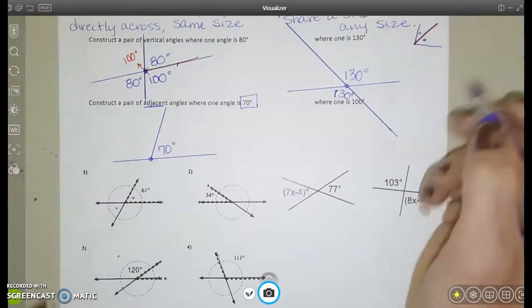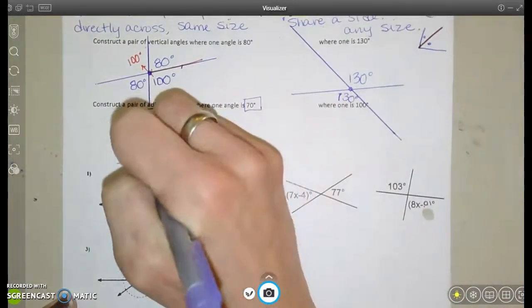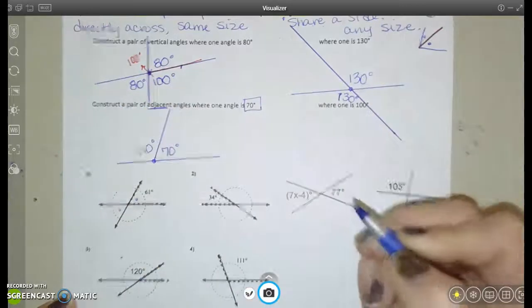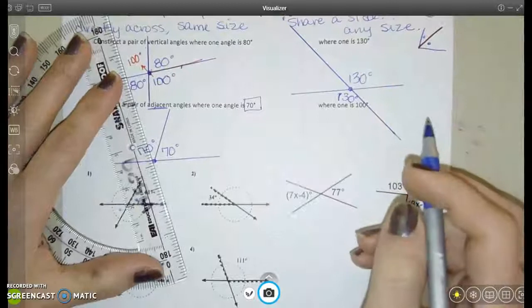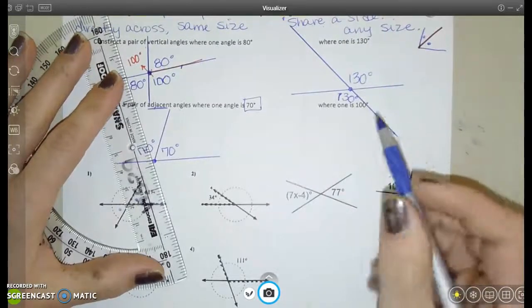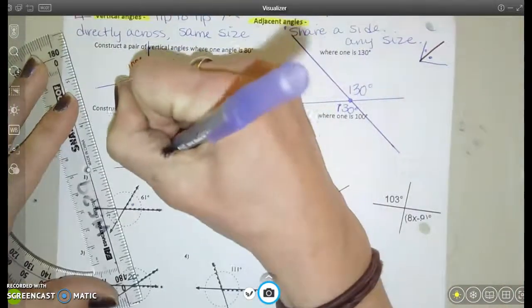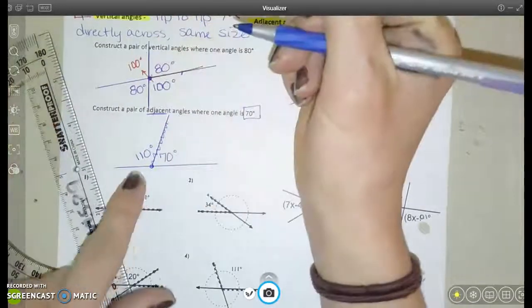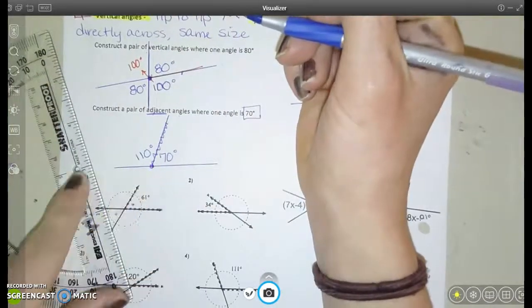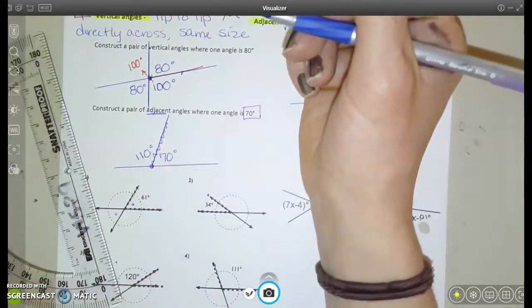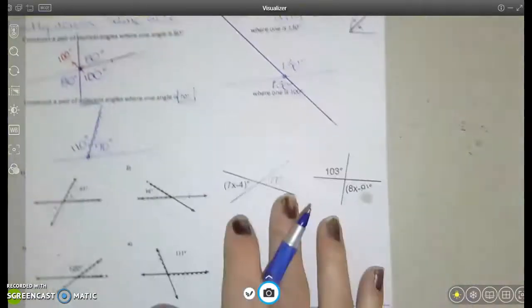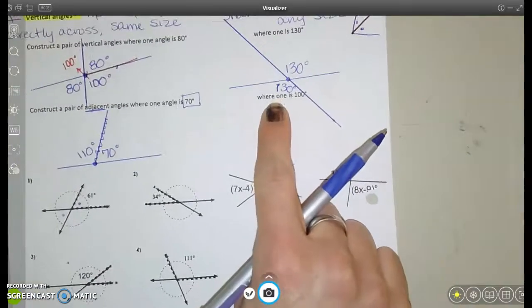So you could be lazy and you could just use this angle we already have. You could draw any other angle next to the one we've already got. Okay. We just need two angles that share a side. So here I have these two angles next to each other sharing this side. And because mine make a straight line, I know that mine add up to 180 degrees. You could put any other angle next to it that you want. All right, here, let's do our last one.